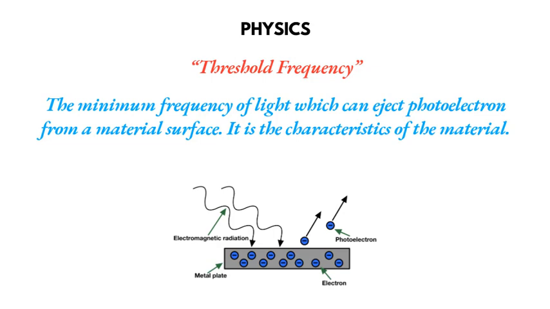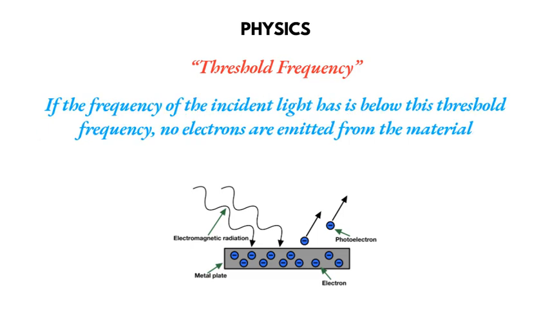The threshold frequency is the minimum frequency of light which can eject a photoelectron from a material surface. It is a characteristic of the material. If the incident light has a frequency below the threshold frequency, no electrons are emitted from the material.